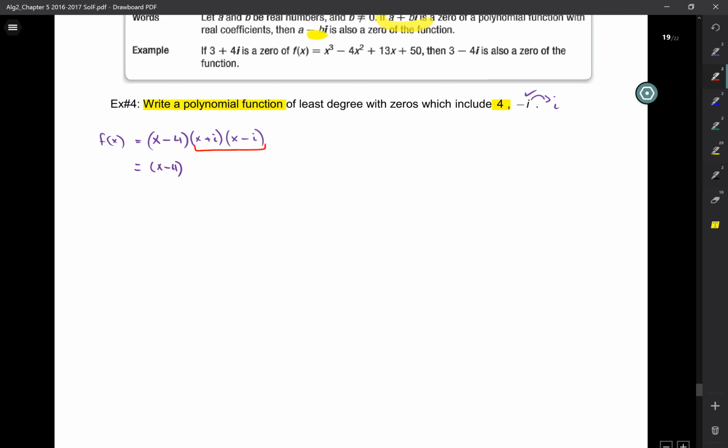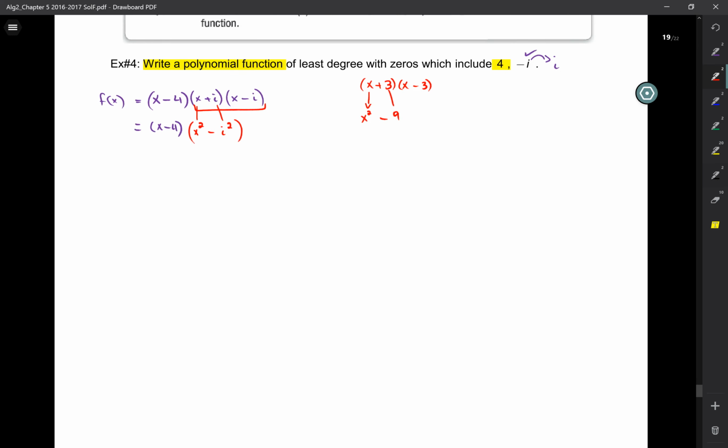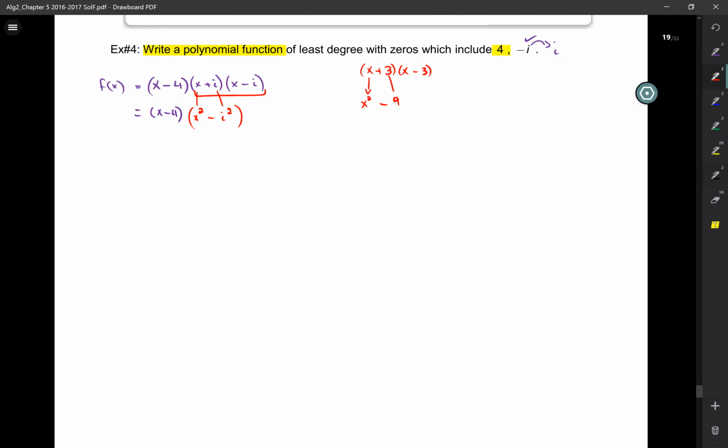Easy as pie, or easy as i. Okay, that's a new one. I've never used that one before. x squared plus 1, or easy as i. Okay, so x squared plus 1.